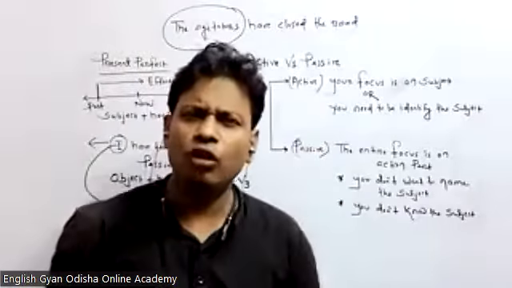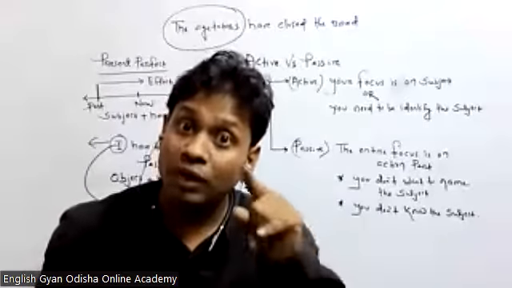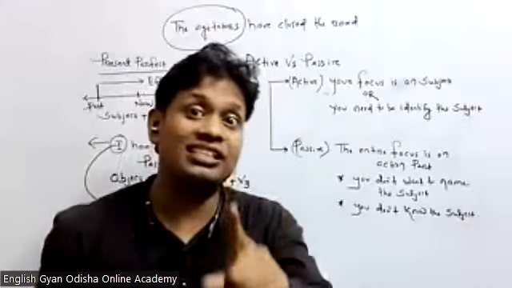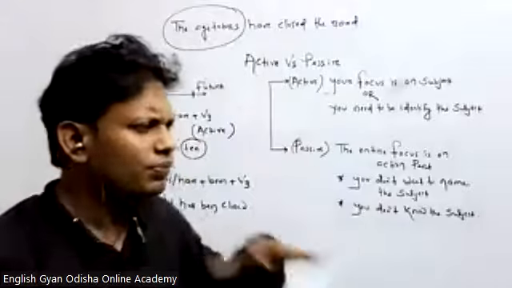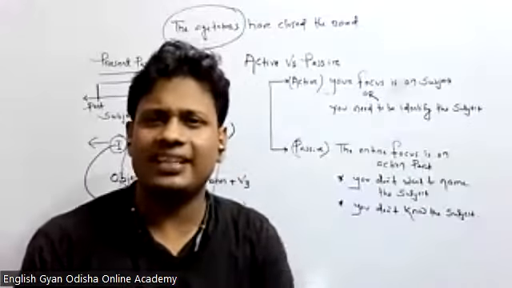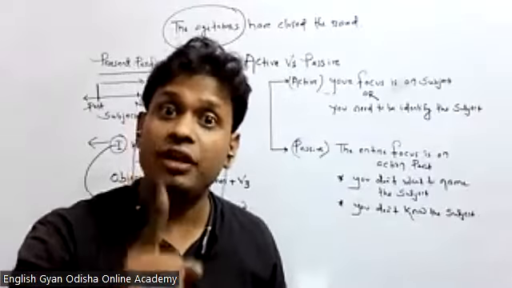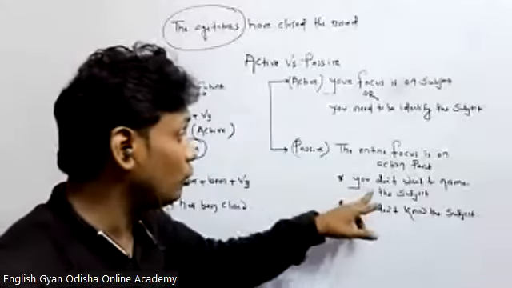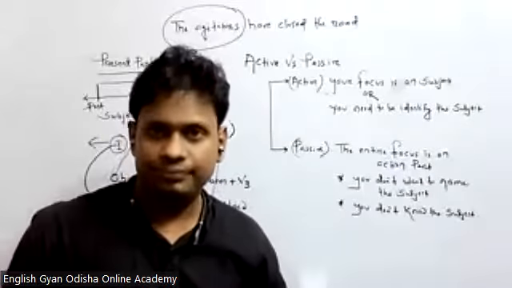So in a lifetime you will find a lot of situations where you don't want to name the person, or you don't know who that guy is. In that situation you can use passive. You have the luxury to use active everywhere. But remember, my friends, whenever you use passive, be particular: you don't want to name the subject, or you don't know the subject.